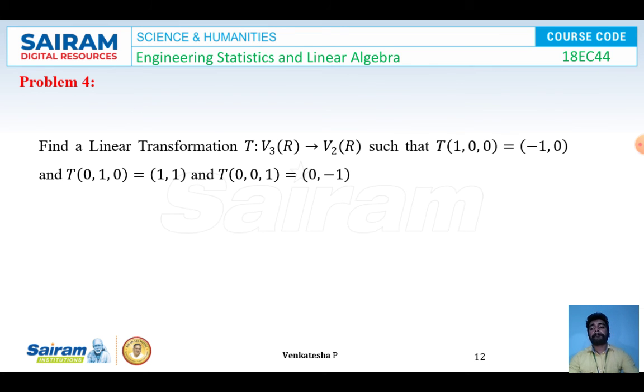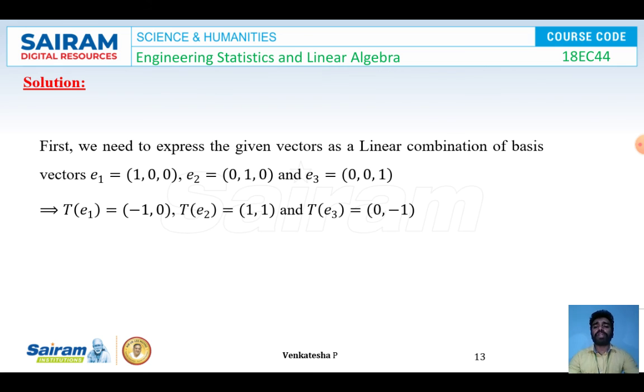Problem number 4. Find a linear transformation T from V3 of R to V2 of R such that T of (1, 0, 0) is equal to (-1, 0), T of (0, 1, 0) is equal to (1, 1), and T of (0, 0, 1) is equal to (0, -1). So with this condition, we have to find the linear transformation T. So we'll see how to find that.